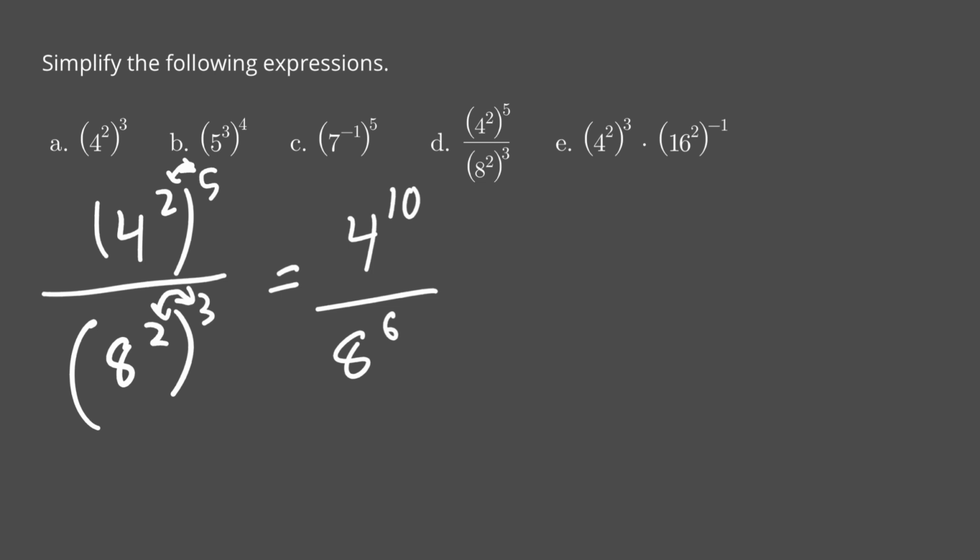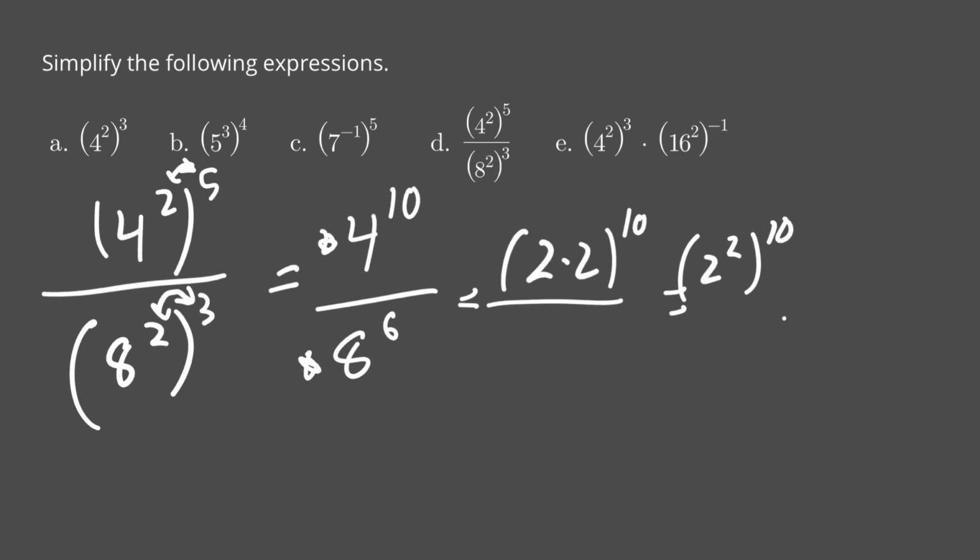All right, now we need to simplify this even further. So let's rewrite 4 and 8 as the number 2, but with exponents. So 4 is the same thing as 2 times 2. Again, this is all still to the power of 10, which is the same thing as 2 to the power of 2, all to the power of 10. Now let's look at the bottom. 8 is the same thing as 2 times 2 times 2, and that's still to the power of 6, which we can rewrite as 2 to the power of 3, all to the power of 6.